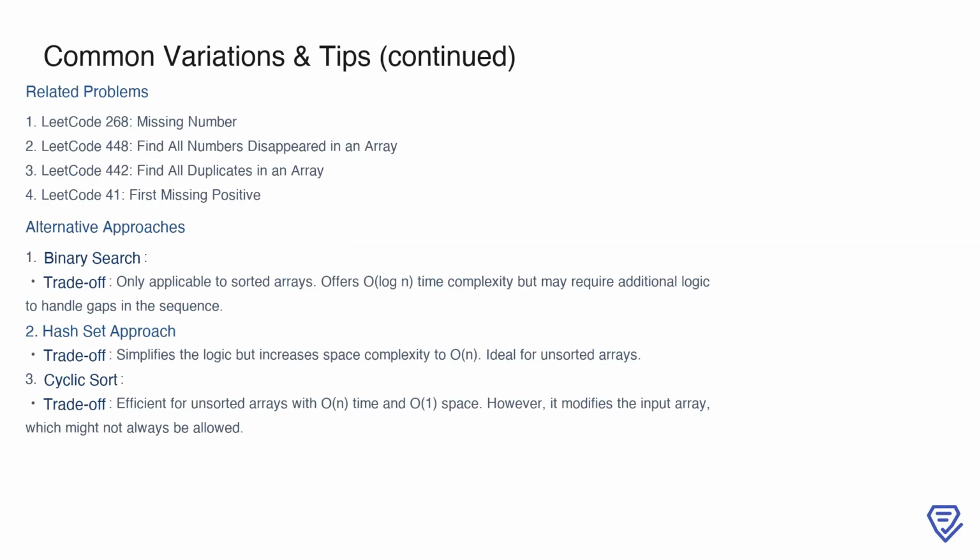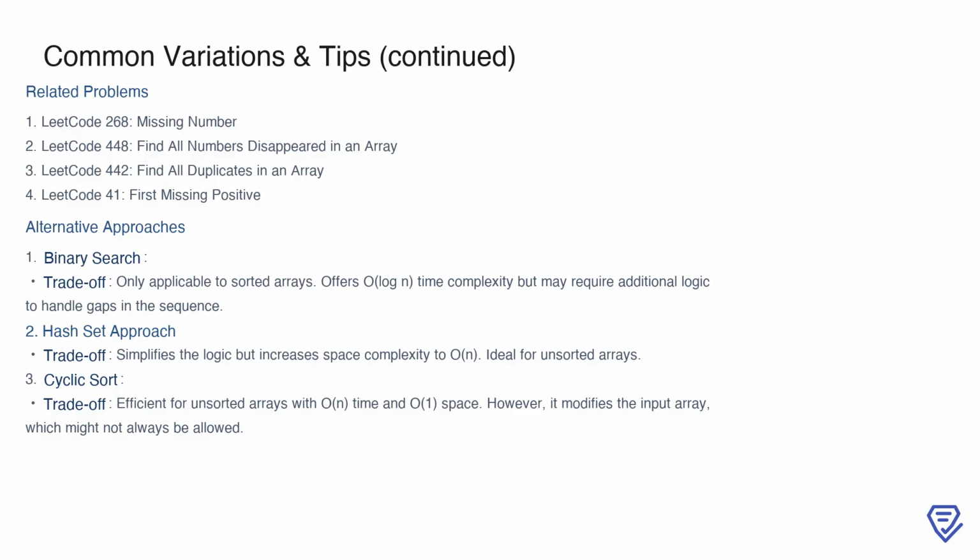Finally, let's take a look at some related problems and alternative approaches that can help deepen your understanding. Problems like LeetCode 268, LeetCode 448, LeetCode 442, and LeetCode 41 all explore variations of missing or duplicate numbers and are worth practicing. As for alternative approaches, binary search is a great option when the array is sorted. It can achieve O(log n) time complexity, but you might need to add extra logic to handle gaps in the sequence. Another approach is using a hash set, which simplifies the logic by storing numbers for quick lookups. However, this increases the space complexity to O(n), making it less ideal for space-constrained scenarios.